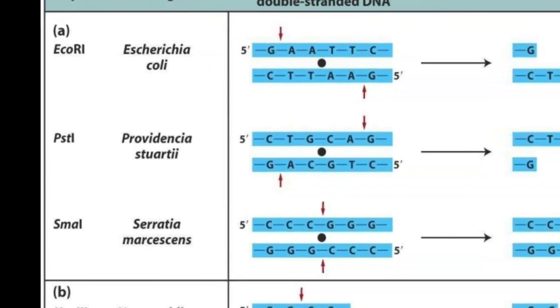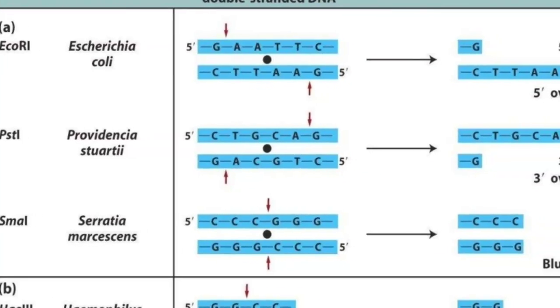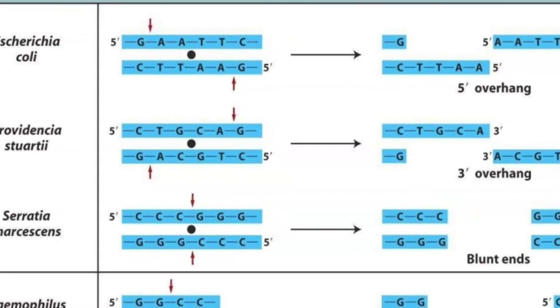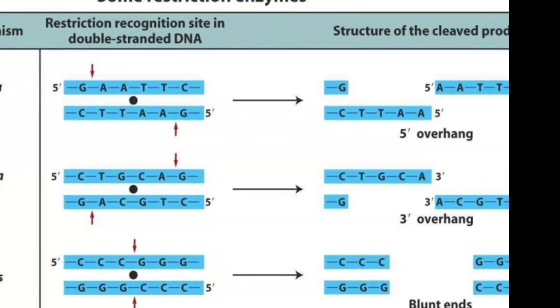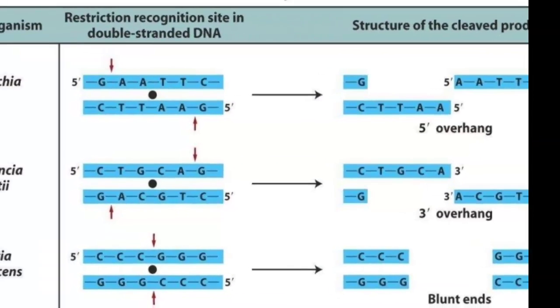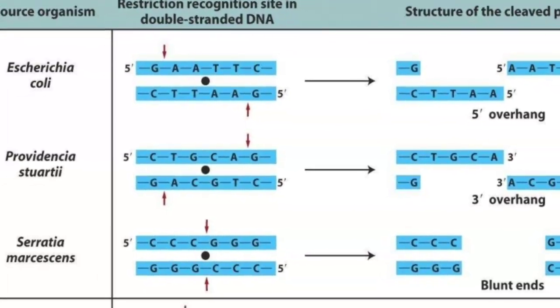In PstI, it is another enzyme, and it's extracted from Providencia stuartii, and here you can find 3 base pairs along there. This is the overhanging end. So this is the structure of the cleaved portions of the double helix after cutting, means the point from where it is going to be cut.